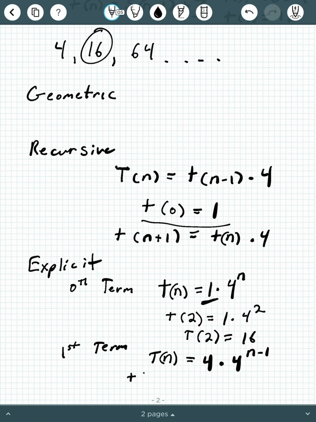And if we check that with t of 2, we get this equation, which says that the value of the second term is equal to 4 times 4 to the first power, which is just 4 times 4, or 16. So, matches again. Both those equations work, and now we have ways to write recursive and explicit rules for both arithmetic and geometric sequences.